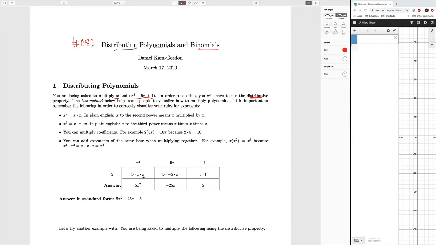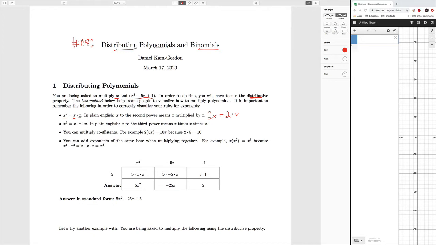And some people like this box method down here, which I'm going to talk about. For some people, it helps them to visualize how to multiply polynomials. It's important to remember, however, these following rules. If you have x squared, that literally means it's x times x. You have two x's, but that's different than 2x. 2x means 2 times x, whereas x squared means x times x. So if you have x to the third power, for instance, it's x times x times x.